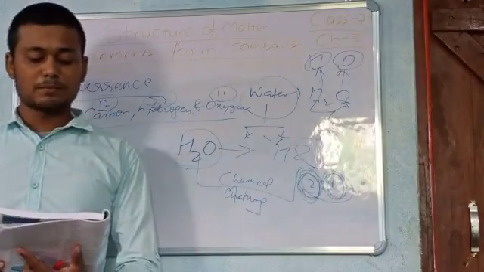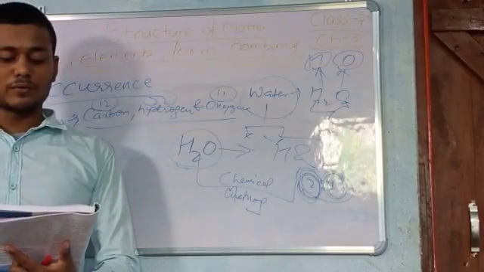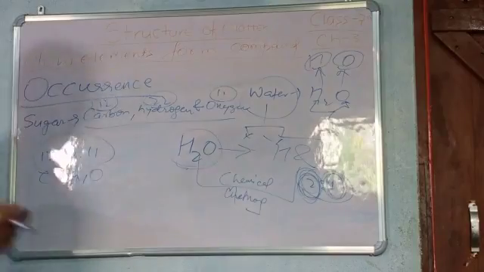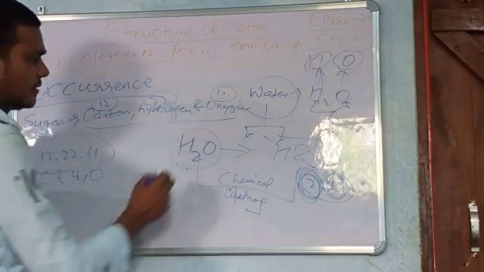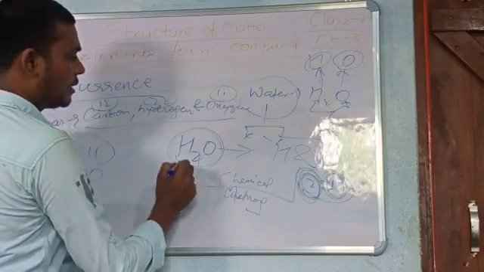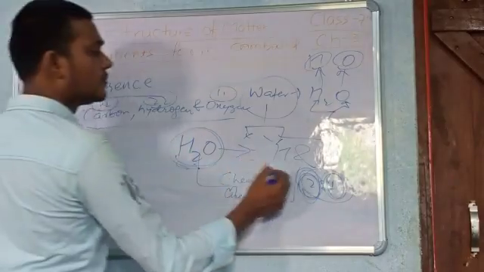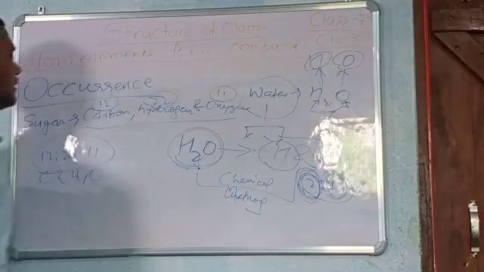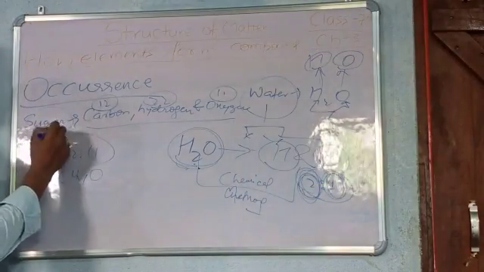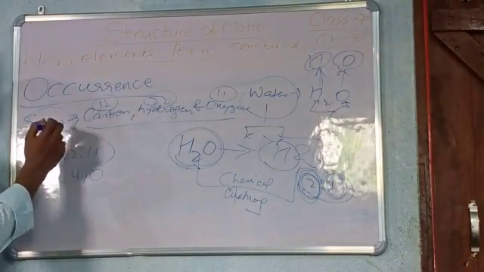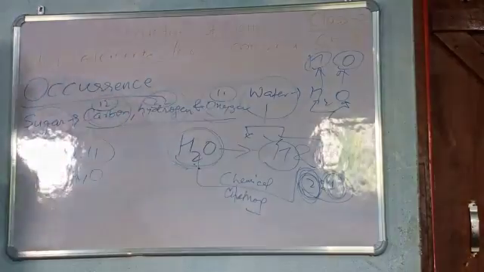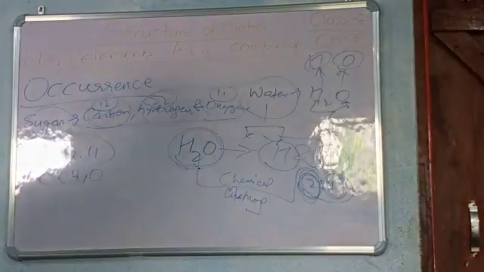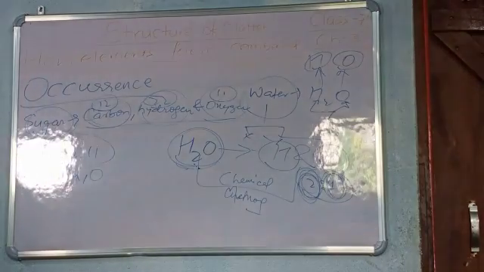Third property: the properties of a compound are different from those of its constituent elements. I already told you that this compound is totally different from hydrogen and oxygen. This sugar is totally different. The property of sugar is totally different from the property of carbon, the property of hydrogen, and the property of oxygen. So these are the three properties of compounds.